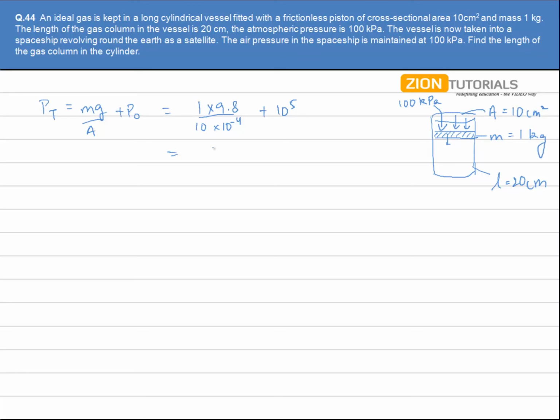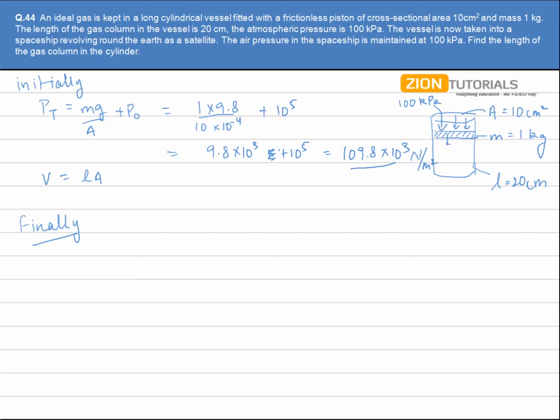So this will be the total pressure, which would be equal to 9.8 into 10 raised to the power of 3 plus 10 raised to the power of 5, which would be equal to 109.8 into 10 raised to the power of 3, right? So this is Newton per meter square, or pascals, the total pressure at this point. And the volume would be given by what? L into A, right? So all these things are given. Now let us see, this was initially, and this was afterwards, or finally basically.